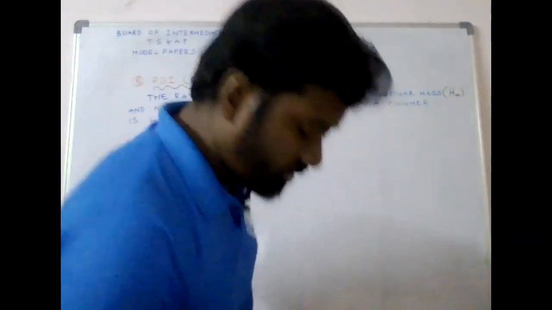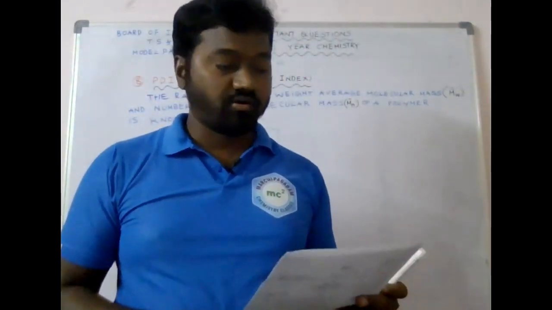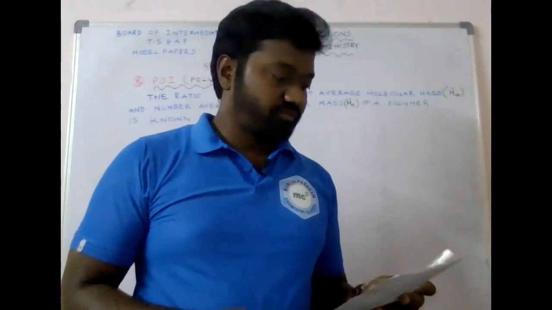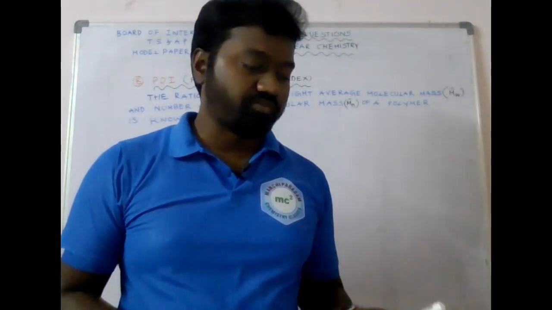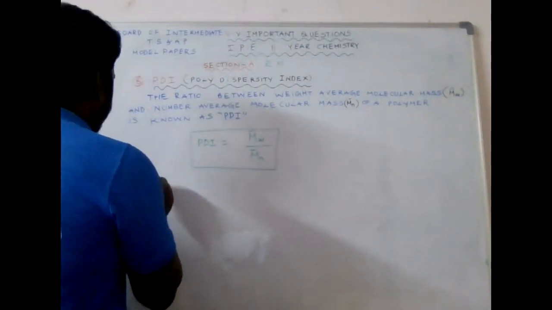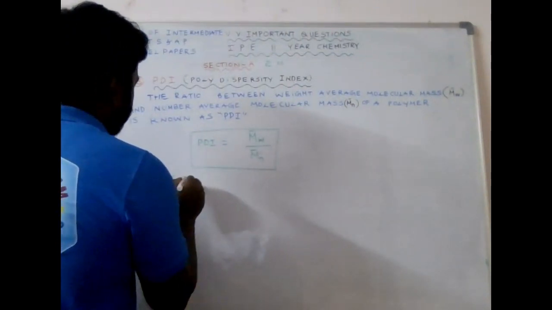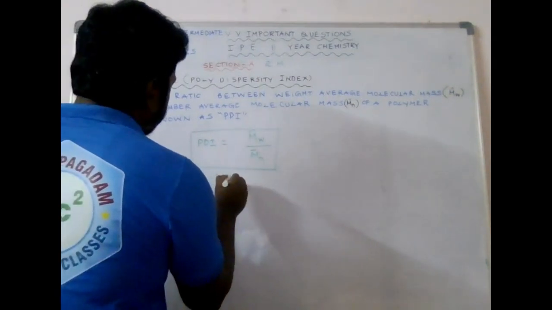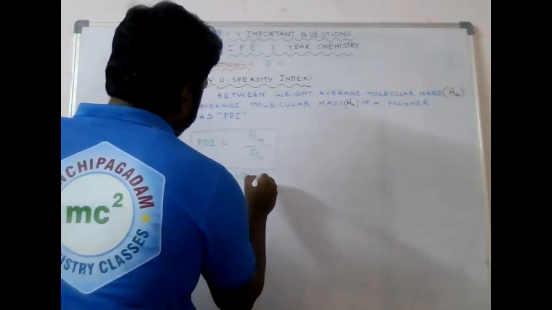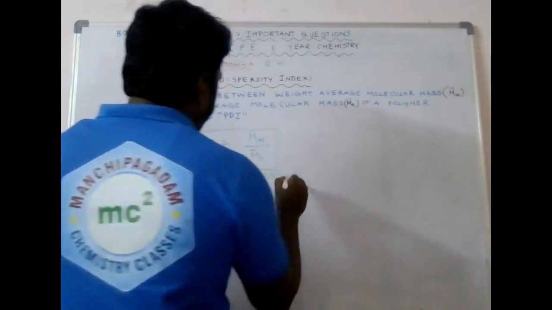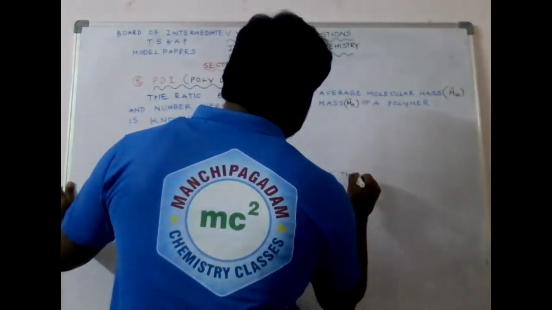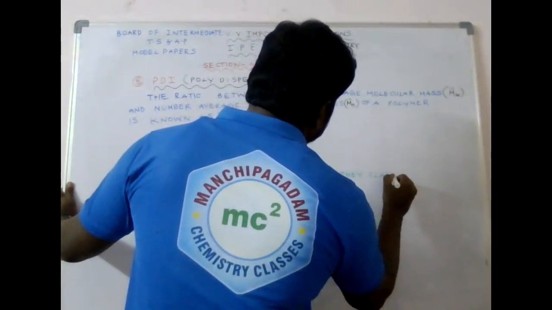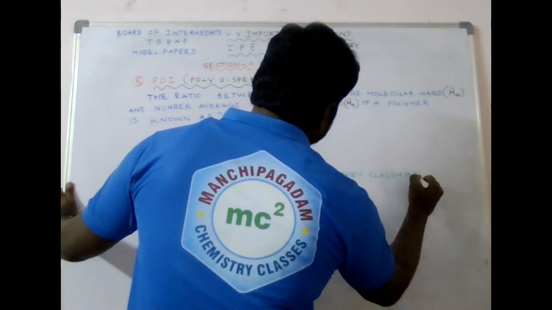So the 9th and 10th questions have both come from chemistry in everyday life. The 9th question is, what are analgesics? How are they classified? He is asking that we have to write the definition as well as the classification. You should write the classification also.